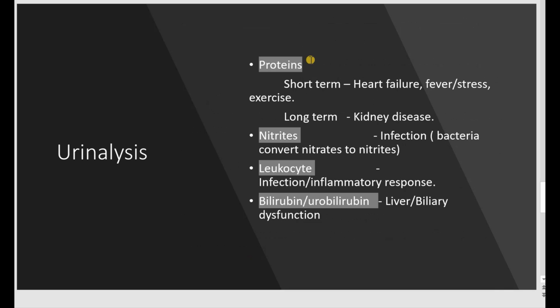Next is proteins. Normally the proteins are negative in urine. If present, there can be short-term causes or long-term causes. Long-term, rule out kidney disease. If short-term, it can be secondary to heart failure, increased oncotic pressure, fever, stress or exercise.